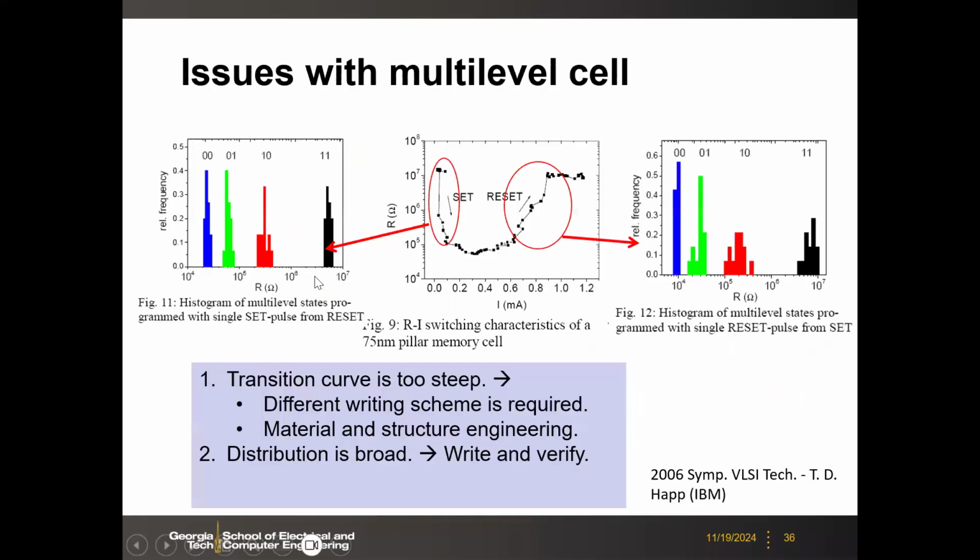So here you see some data from this IBM paper from a long time ago. You can utilize the set region or gradual set or reset region. You can get 4 levels, 2 bits. Of course, then you will have some variations from cell to cell or even from cycle to cycle. So you have those distributions in terms of the resistance.